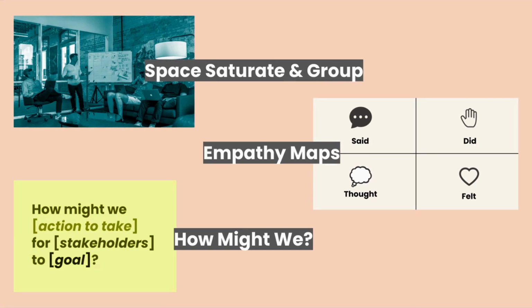And then you have the third method, which is a how might we frame. Again, you can use Post-it notes for this, but you start by saying how might we, and what is the action that you need to take, for whom, like who are you doing it for, and to do what, or what is the goal. So it's made of 3 parts. What is the action that you want to take, for whom you want to take it, and what is the goal that you want to achieve.